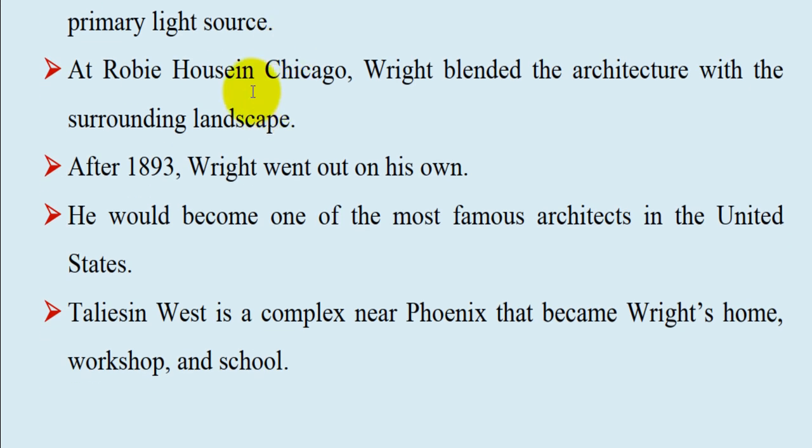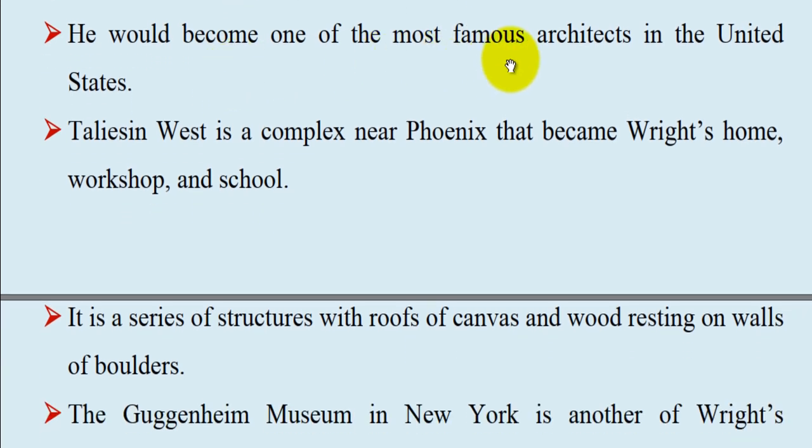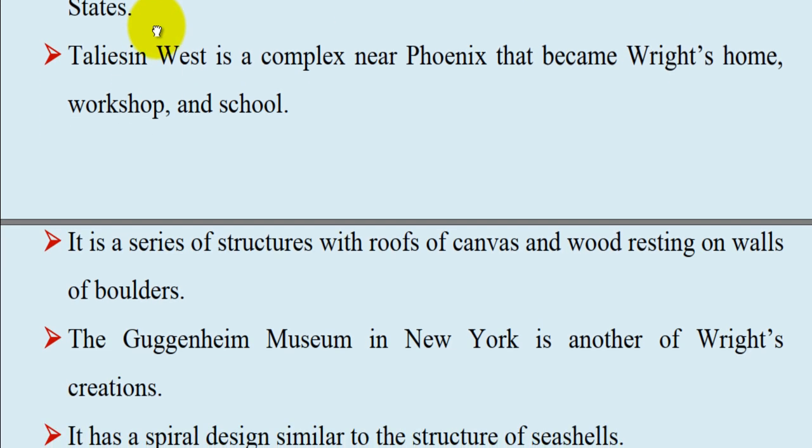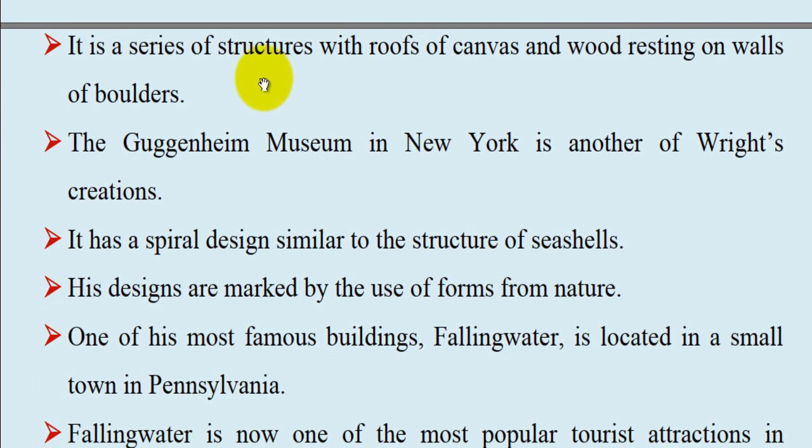At Robbie Hussein, Chicago, Wright blended the architecture with the surrounding landscape. After 1893, Wright went out on his own. He would become one of the most famous architects in the United States. Taliesin West is a complex near Phoenix that became Wright's home, workshop, and school. It is a series of structures with roofs of canvas and wood resting on walls of boulders.